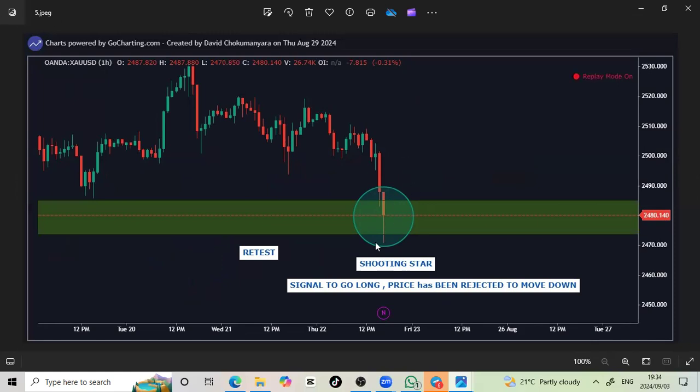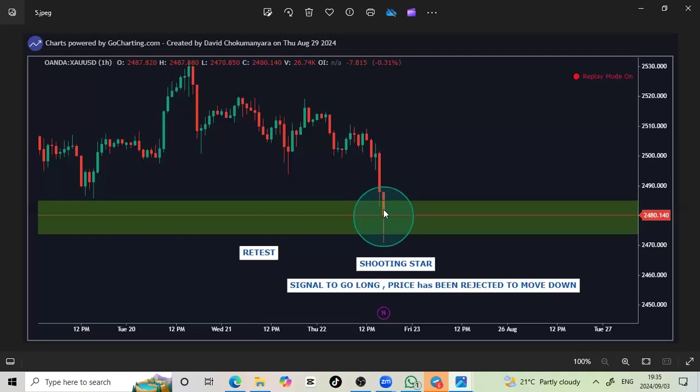So here we had a shooting star. On the retest, I'm not just going to blindly buy, because price has made a breakout and a pullback. I'll wait for a confirmation. So the signal to go long, price has been rejected to move down. So this shooting star is telling us a story that the sellers which were pushing the price downwards, when it reached this flip zone, or this resistance that is now going to be turned into a support, we can see now the presence of what? Buyers stepping into the market and trying to push price upwards.